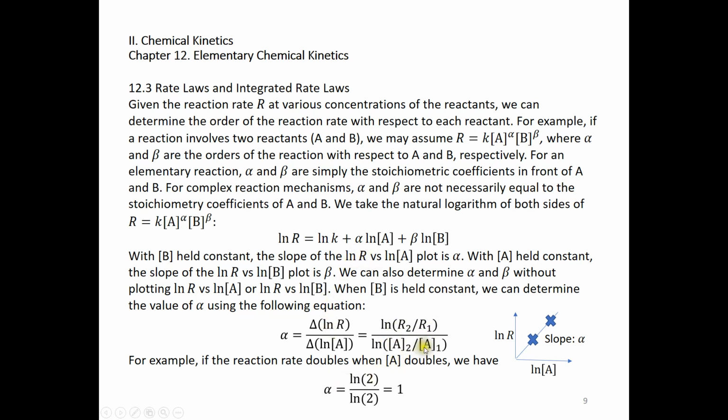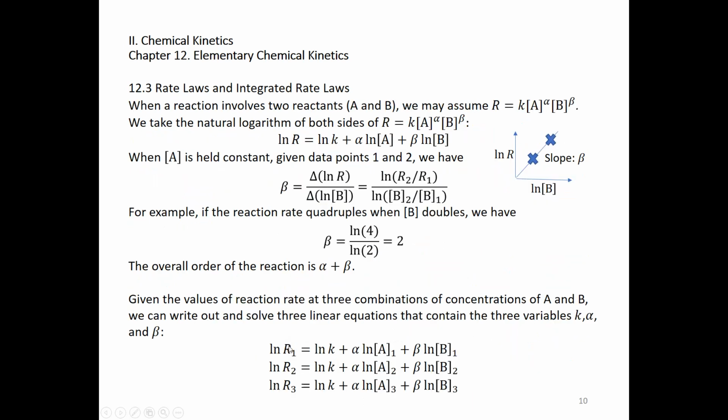Alright, so two different ways. One is you can just plot ln(R) versus ln(A) and determine the slope, which is alpha. Or you can just do algebraic operations like this. You will determine alpha by hand. Again, if there are two reactants, we can assume the reaction rate is often k times [A] to the power of alpha, [B] to the power of beta. And we take the natural logarithms of both sides. We get ln(R) equals ln(k) plus alpha ln(A) plus beta ln(B).